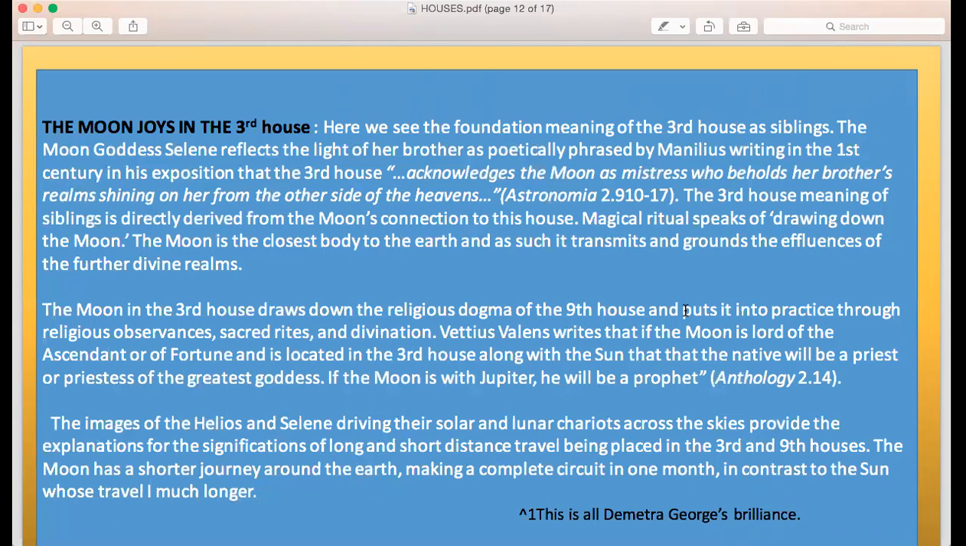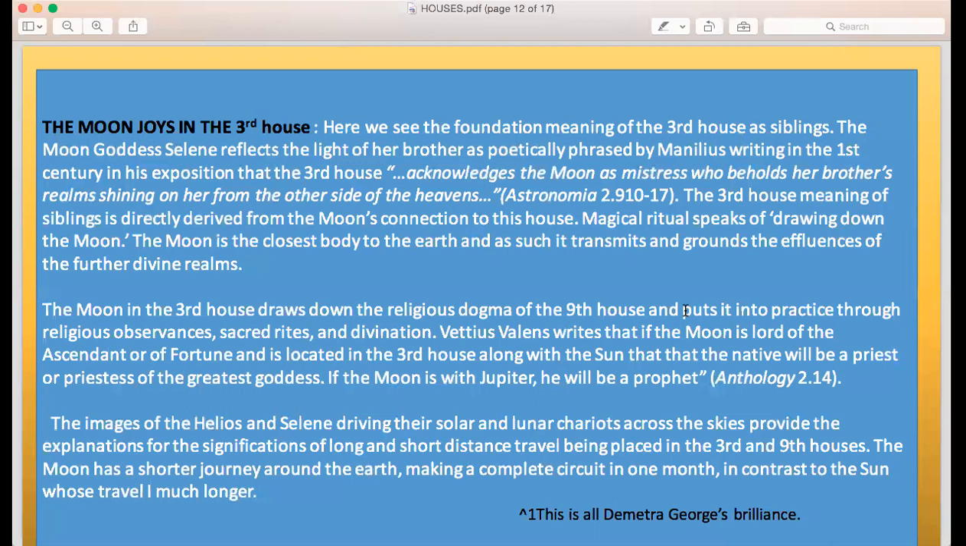Again, stressing and making a strong crease along that 1st and 7th axis. The third house meaning of siblings is directly derived from the moon's connection to this house. Drawing down the moon is a magical, ritual concept from the 9th to the 3rd, from the house of God to the house of the goddess, right?